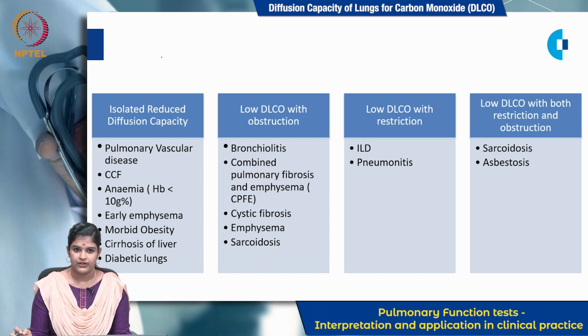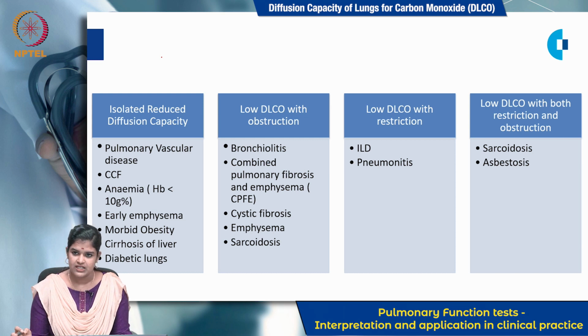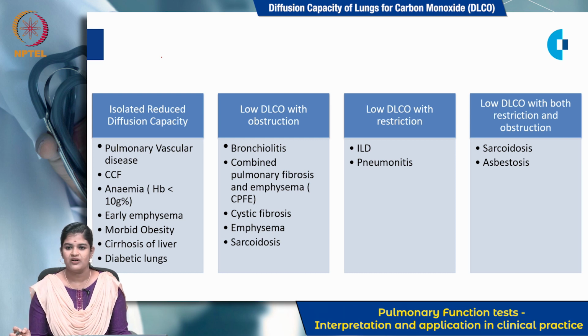It occurs in bronchiolitis, combined pulmonary fibrosis and emphysema, cystic fibrosis, emphysema and then sarcoidosis. Conditions where there will be low DLCO with restrictive pattern occurs in interstitial lung disease, pneumonitis. Conditions where there will be both restrictive and obstructive pattern along with low DLCO occur in sarcoidosis and asbestosis.